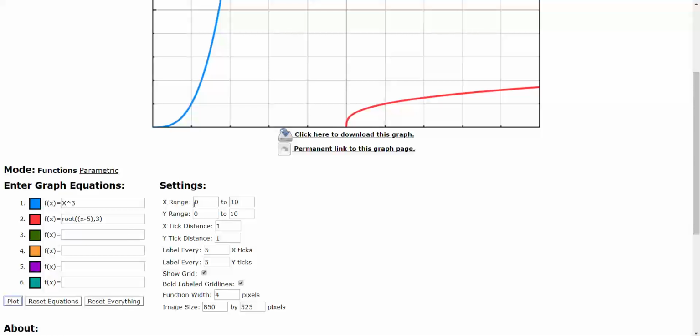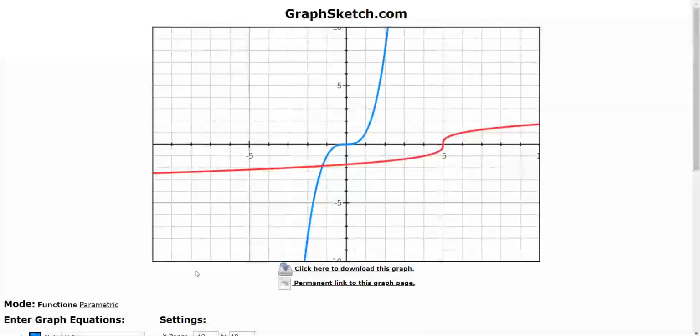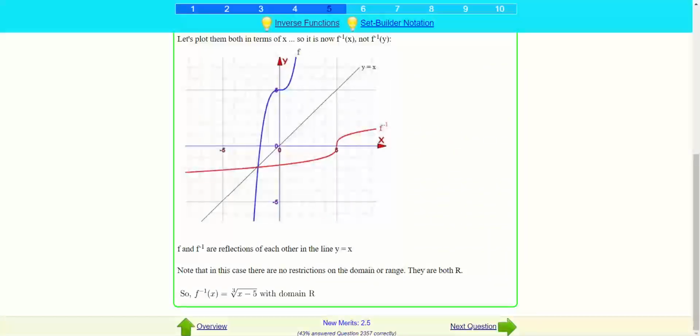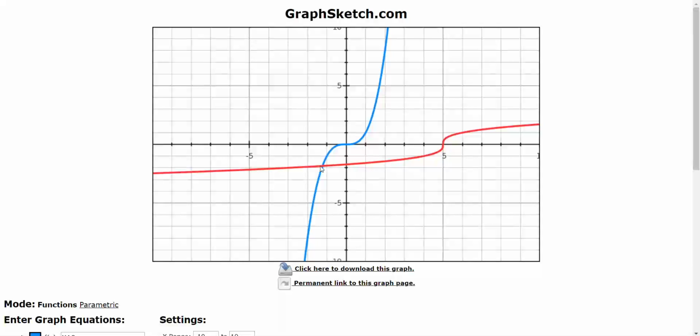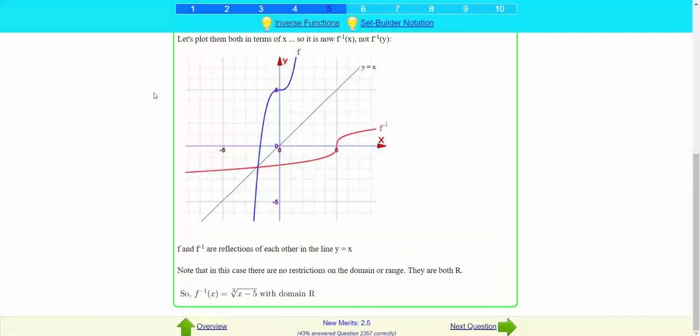So we should also introduce minus 5 or minus 10, because the cube allows negatives to exist. And this is how it looks like. So yeah, it's basically the same. So the intersecting value here is basically the domain that we were talking about.